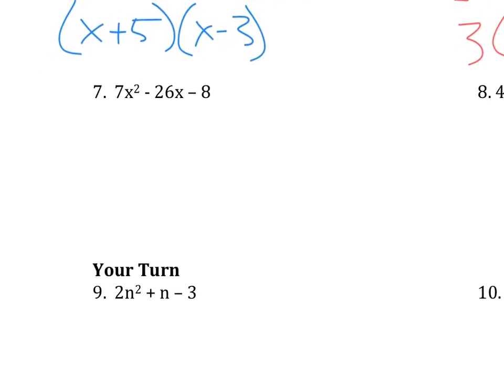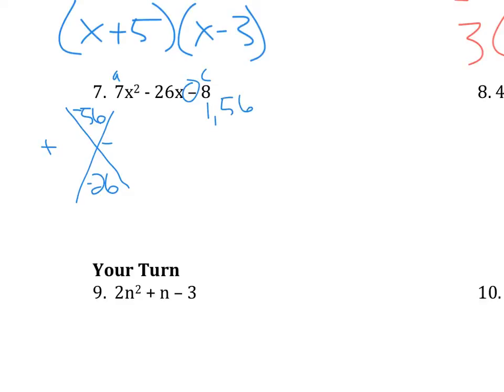All right, let's look at 7. So then my A is 7, my C is -8, so that's a -56, and then my B is a -26. And as we look for factors, since I know that this is negative, these are going to be opposite, so I'm looking for the difference. So I have 1 and 56.